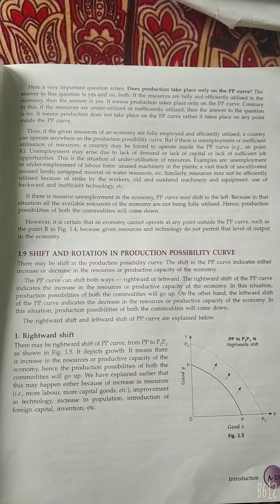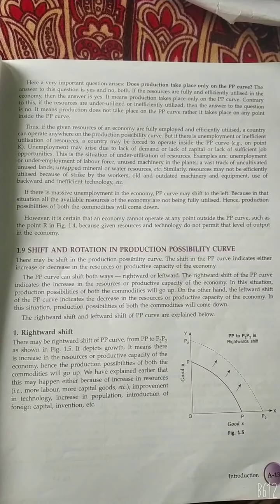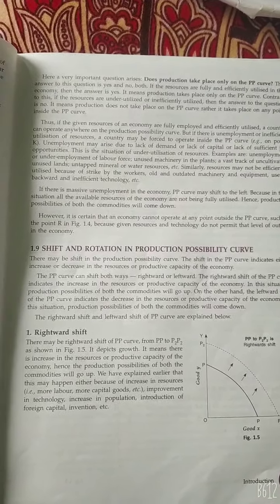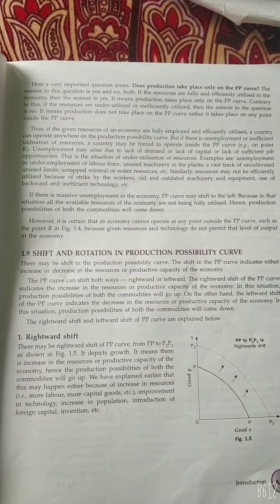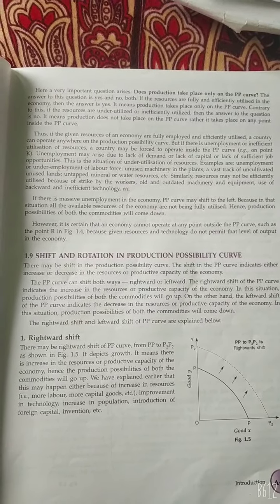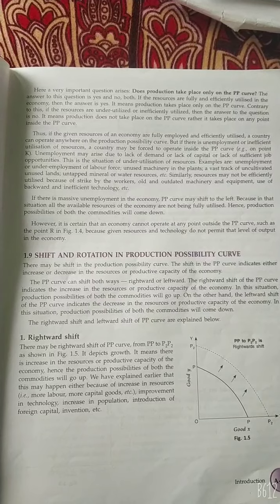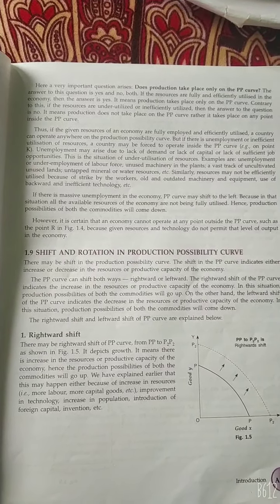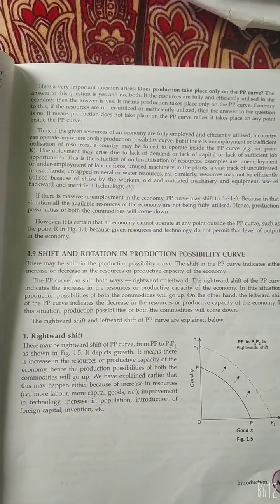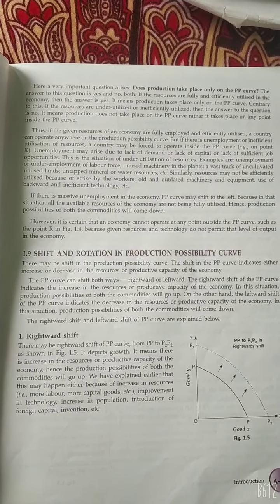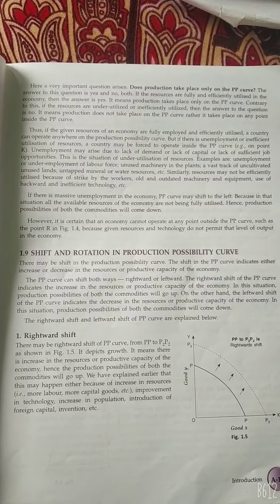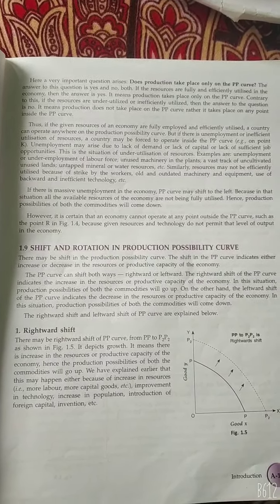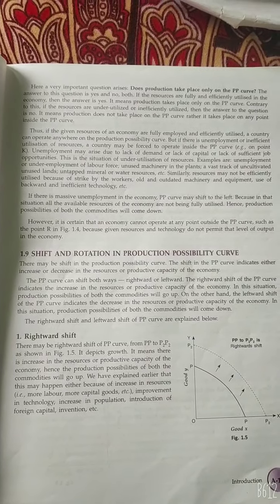First, rightward shift. There may be a rightward shift of the PP curve from PP to PP2, as shown in the figure. It indicates growth, which means there is an increase in the resources or productive capacity of the economy, hence the production possibility of both commodities will go up. We have explained earlier that this may happen either because of an increase in resources or improvement in technology, increase in population, introduction of foreign capital investment.